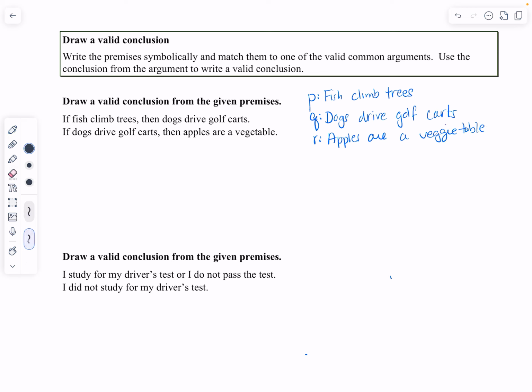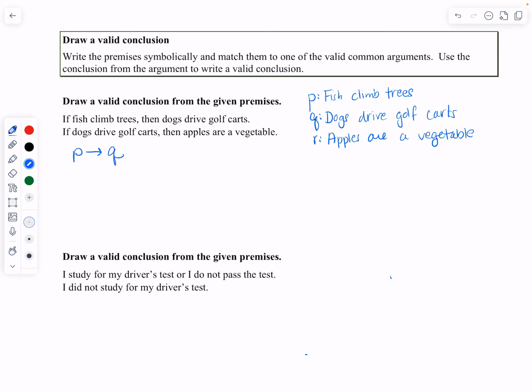And I don't know why I put veggie table, but I'm going to fix that. Vegetable. Alright, guys. So let's look at premises 1. If fish climb trees, that's P. Then dogs drive golf carts, that's Q.